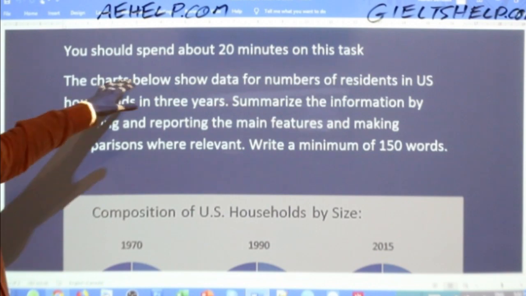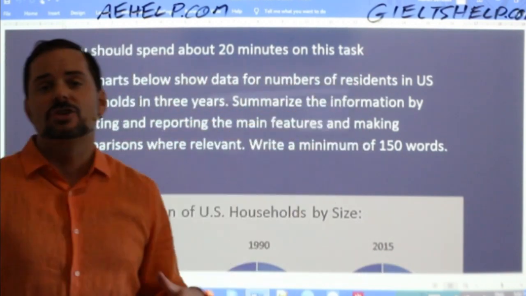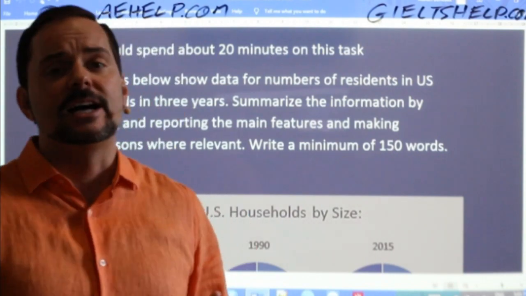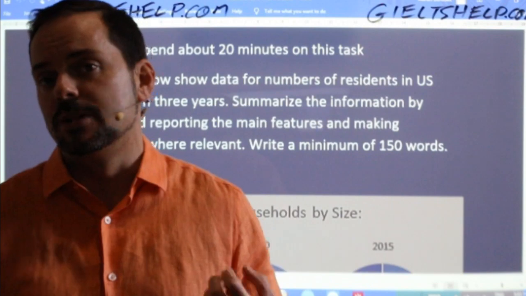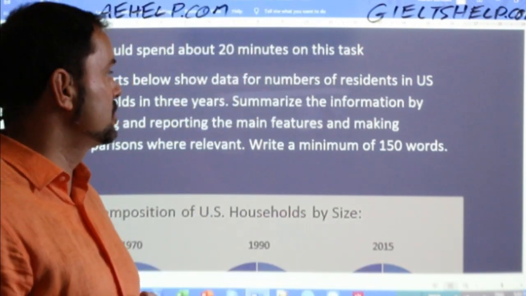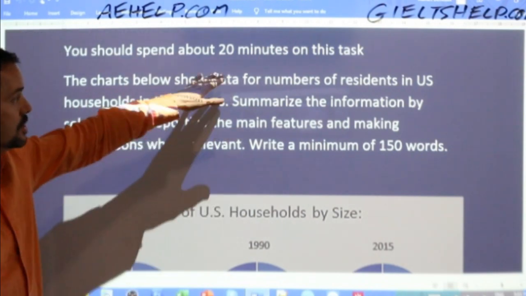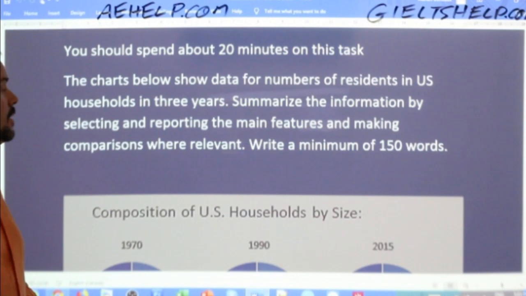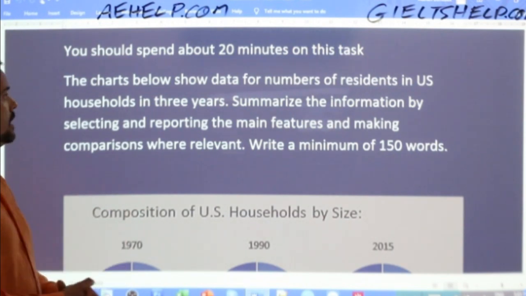Task 1, you should spend about 20 minutes on this task. The writing section is 1 hour. Task 1 is 20 minutes. Task 2 is 40 minutes. Task 1 is worth 1/3 of your total mark. Task 2 is worth 2/3 of your total mark. So don't spend more than 20 minutes on task 1. Okay, learn to respond to task 1.